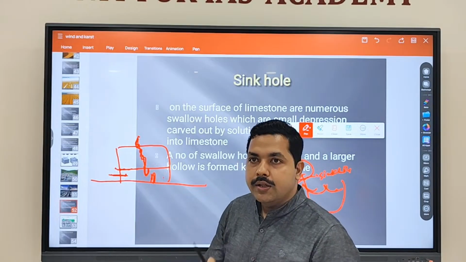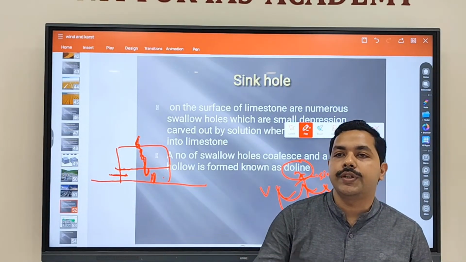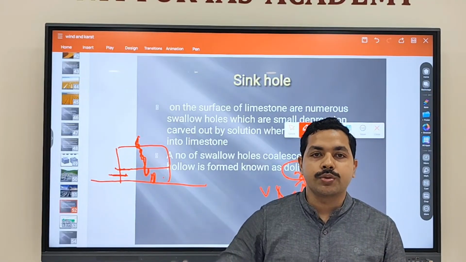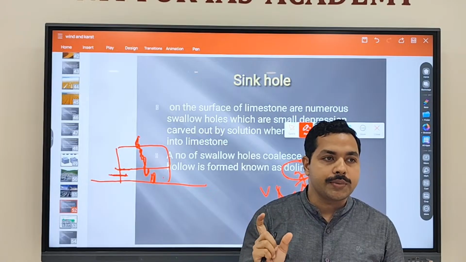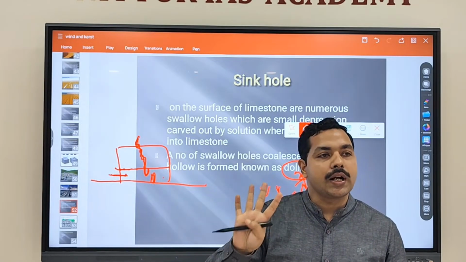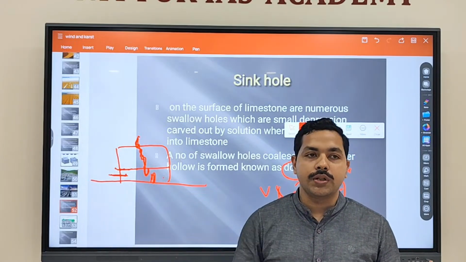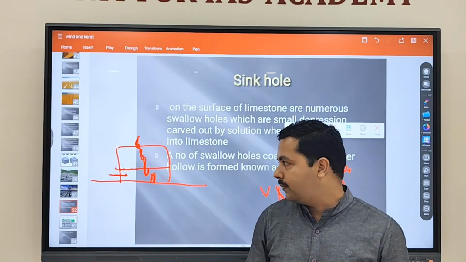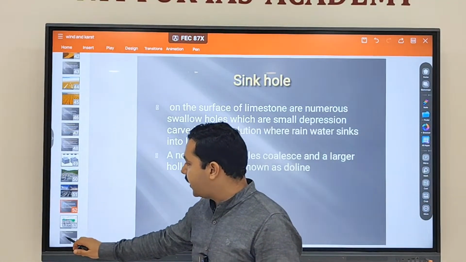Clear? So if a question comes, stalactite and stalagmite are a feature of which particular region? It is going to be a feature of the karst region, because limestone is what it is made up of. It is made up of limestone. It is going to be a feature of which region? Karst region. Clear? What is a karst region? We discussed where rocks are rich in limestone or magnesium, dolomite. Clear? So that's why you will find these features.